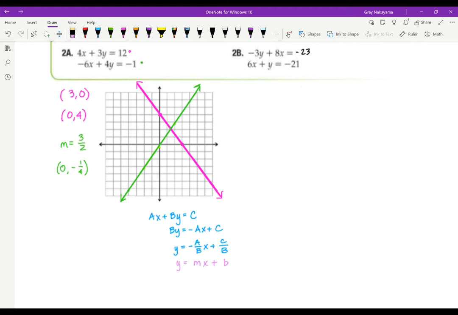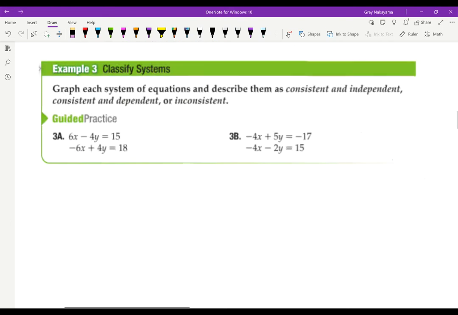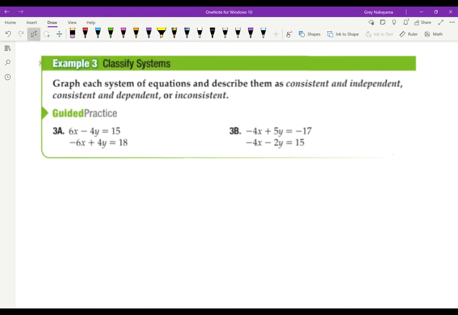So if you're ever doing it by graphing, you want to find that point, and to find out whether or not you have the correct answer of 1.5, 2, or 3/2, 2, you want to take this point and plug it into both lines to make sure that you have the right thing. Okay, so keep that in mind. Now, the other thing that you've got to be able to do is graph a system, and I'm going to talk about the logistics of doing that. And then you have to describe it as consistent and independent, consistent and dependent, or inconsistent.